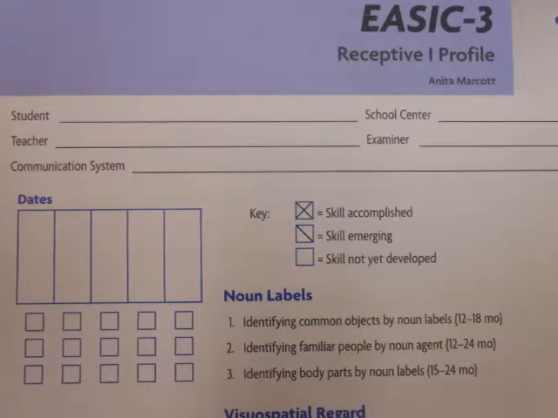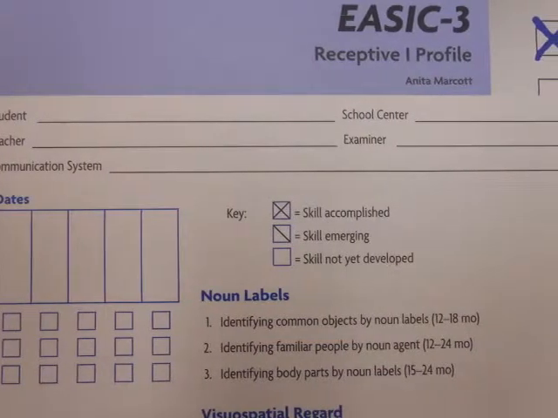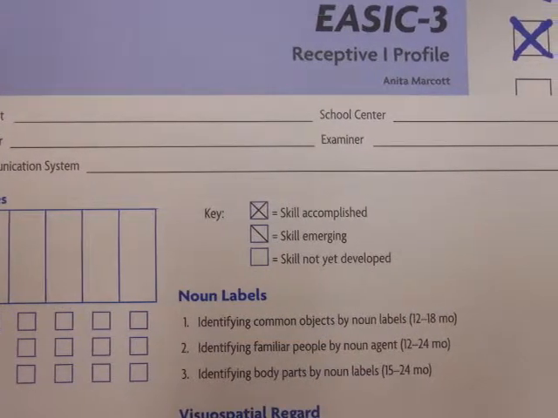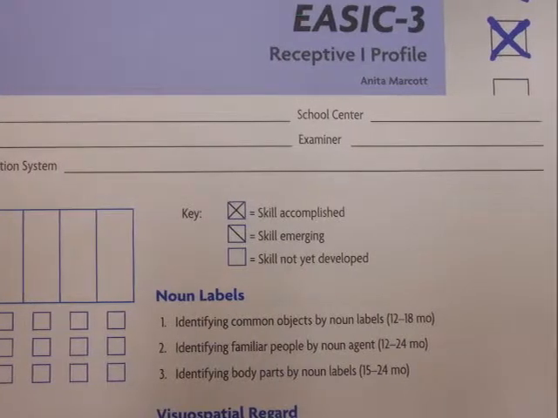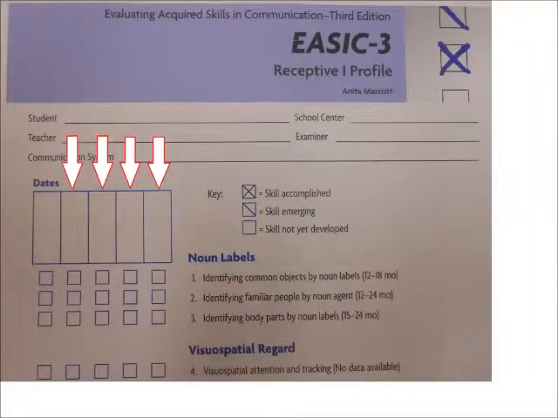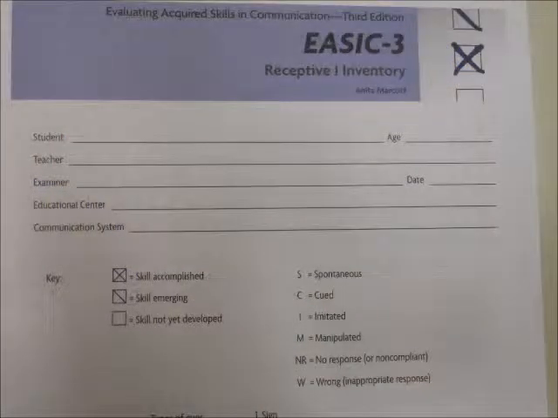This is the receptive 1 profile, which is scored in the same fashion as the other profiles in the test. To fill this out, the clinician must mark the date in the proper spot and use the key at the top of the page for the skill level of the child. An X is used for skill accomplished, a slash for skill emerging, and a blank box for skill not yet developed.